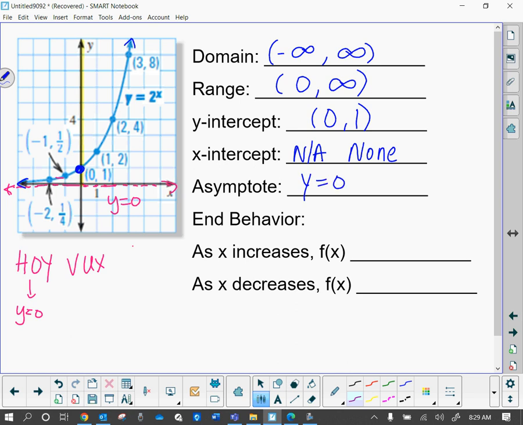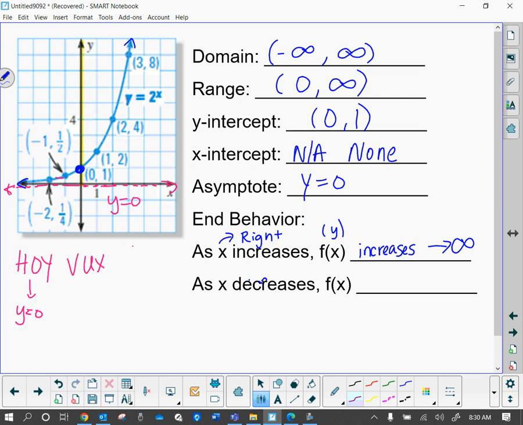The end behavior. Okay, as x increases, we are looking to the right, like the right side of the graph. The right side of the graph, is it pointing up or down? Up. Okay, so as x increases, f of x, or y, is also increasing, or you could say it's approaching positive infinity. Because you're going to see both of those. Y'all okay?